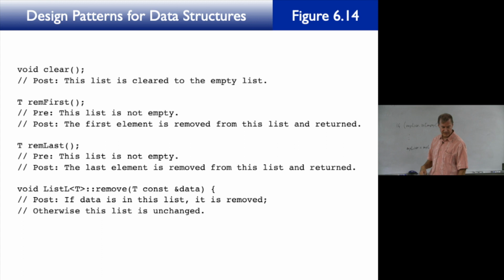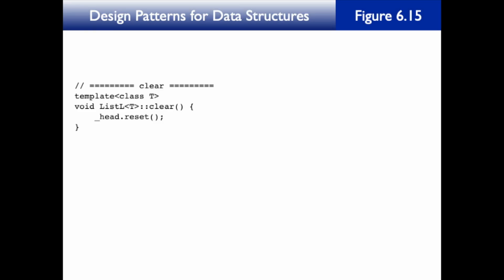So let's take a look at it now. Here I've done clear for you. Let's see how clear works. Now that we have smart pointers, our clear method is really easy to program. So here's the clear. It's only one executable statement, namely _head.reset, which has the effect of simply setting _head to the null pointer. This is how you do it with smart pointers.